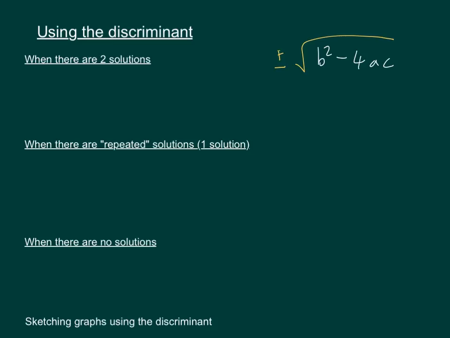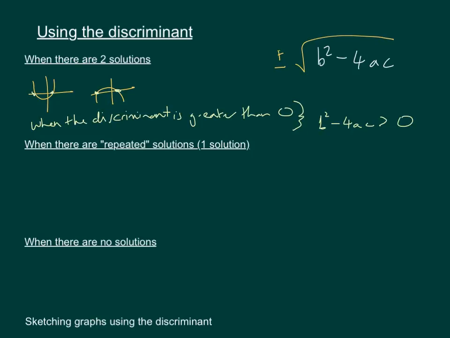So we know that there are going to be two solutions to a quadratic, which means that if it's a positive quadratic, it'll look something like this, or if it's a negative quadratic, look something like that. And the key point is that it's crossing at two different points, and that will happen when the discriminant is greater than 0. So I've just written that down. When the discriminant is greater than 0, we're going to get two solutions. So that's when b squared minus 4ac is greater than 0.